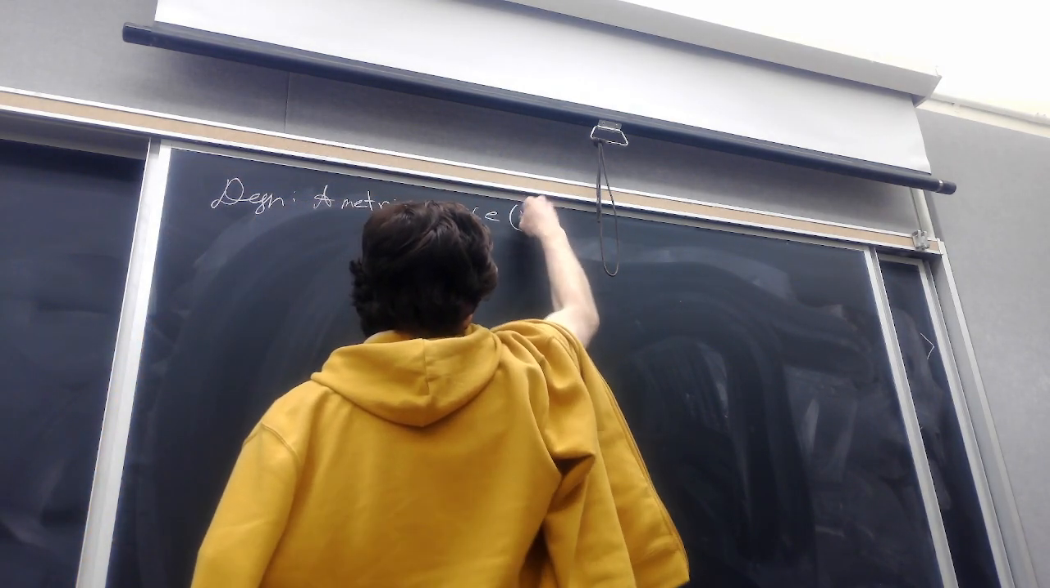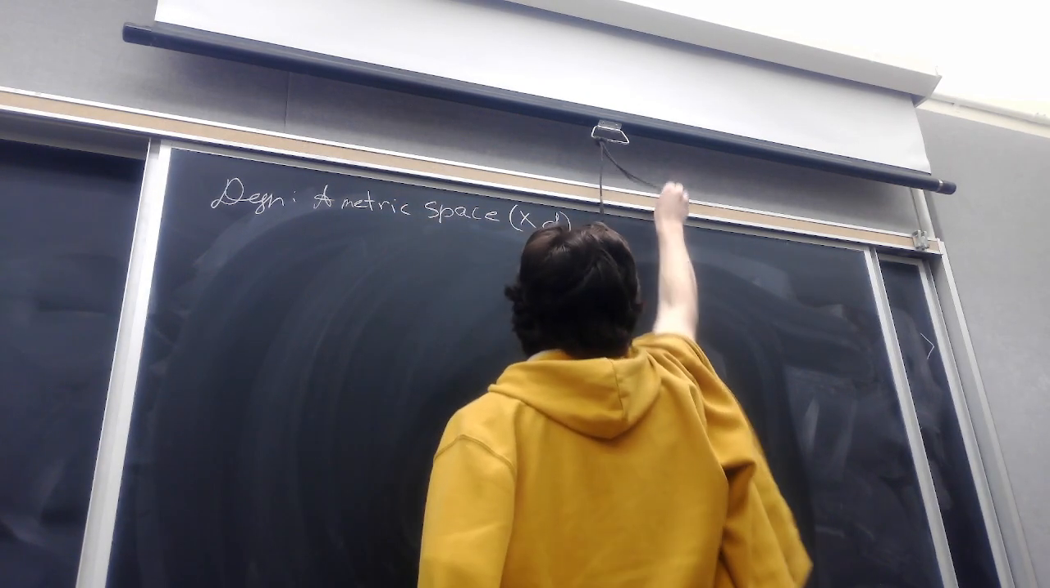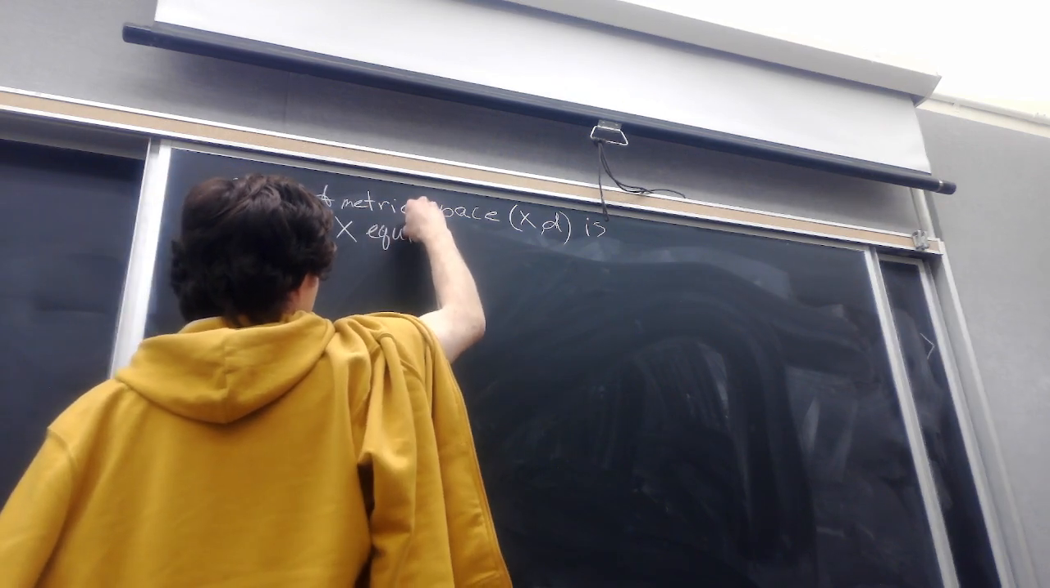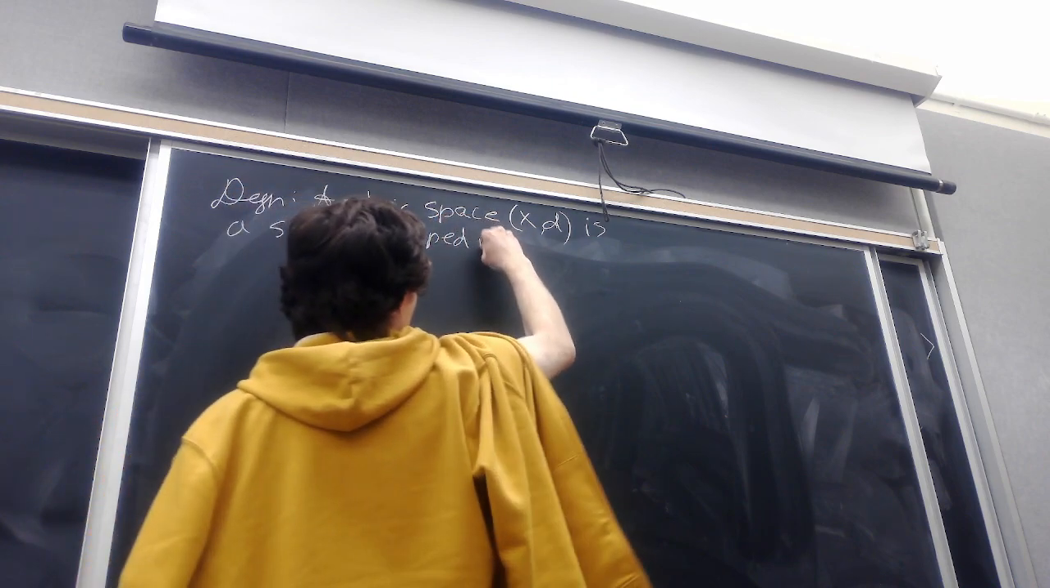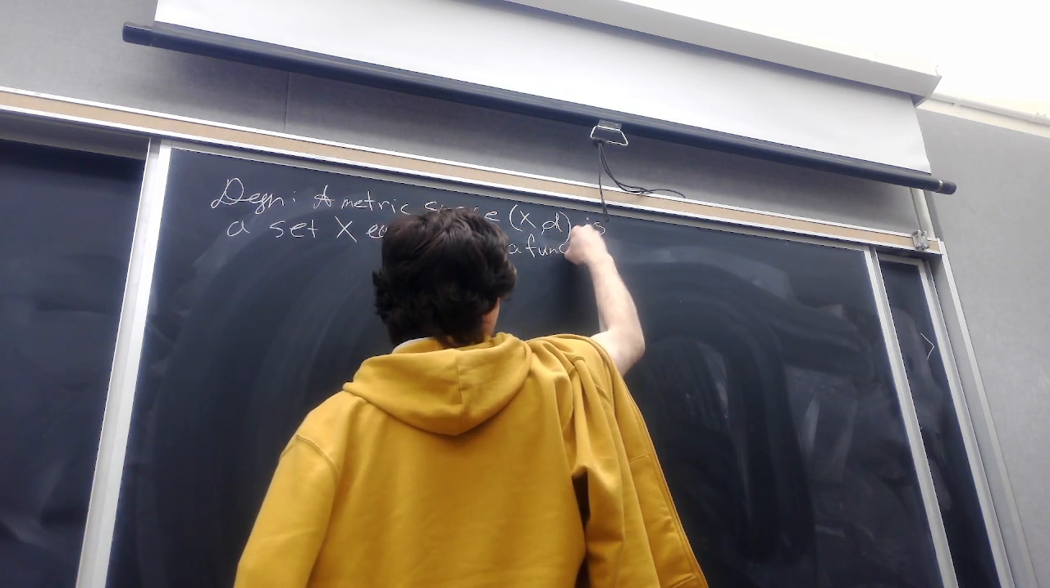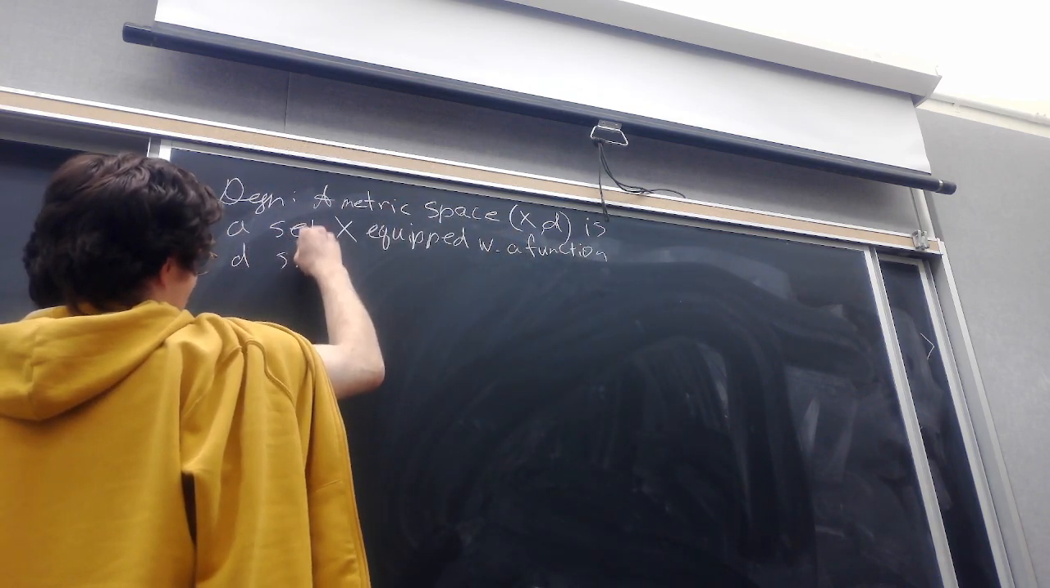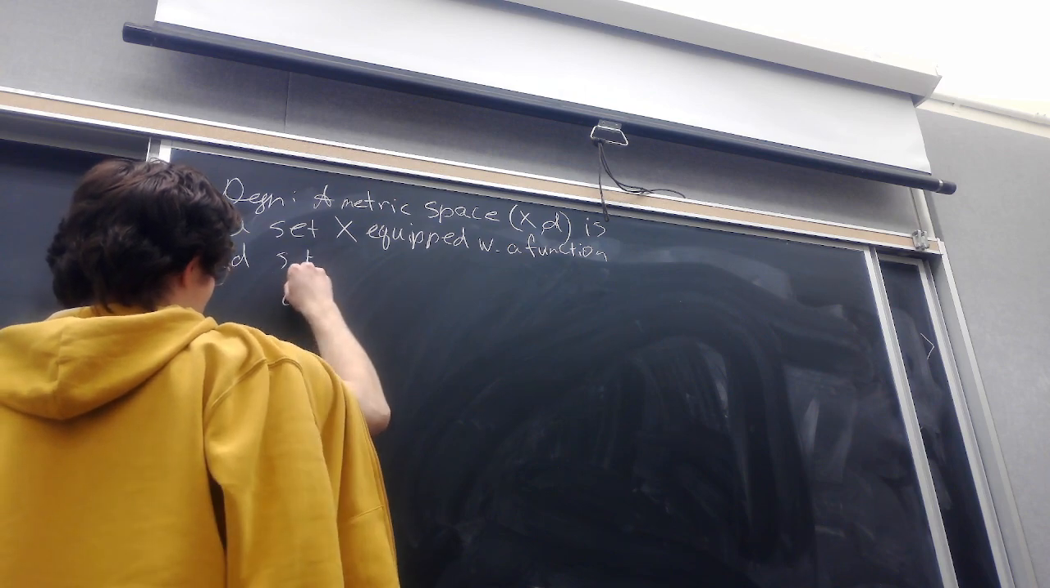So, definition. A metric space (X, d) is a set X equipped with a function d, such that the function has the following properties.